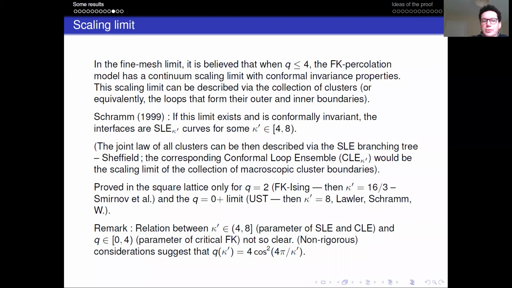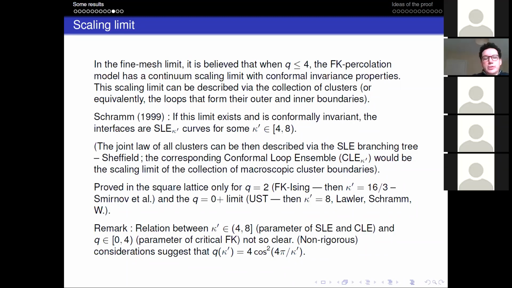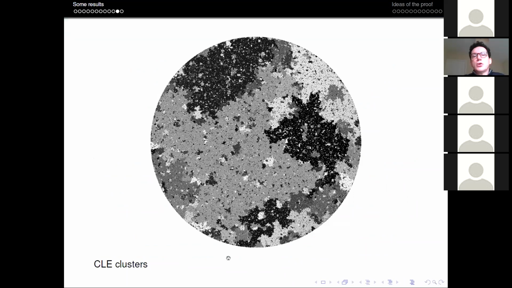It's known now, thanks to recent efforts of a number of people, that q equals 4 is indeed the threshold for the critical FK model to exhibit a first order phase transition. Anyway, so this is how the picture looks in the large scale limit. If you try to draw in different shades of gray the different clusters of FK percolation that you see, and maybe you map them on the disk because it's easier to picture, you get a collection like that.